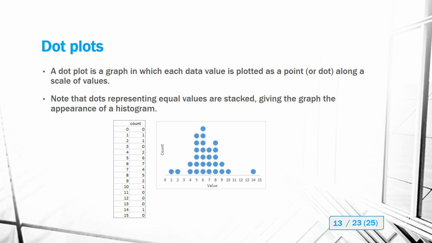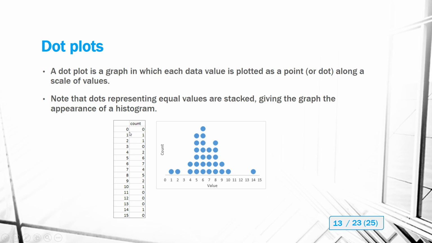Dot plots. Dot plots are basically a graph in which you take each data value in your set and plot it as a dot along a scale. Okay? So for the table that we see here on the left, here are all the possible data values in the data set, and then we count how many of those values are in the data set.